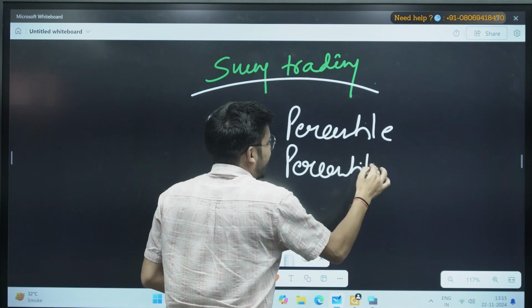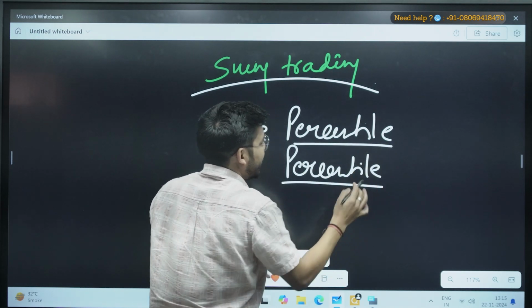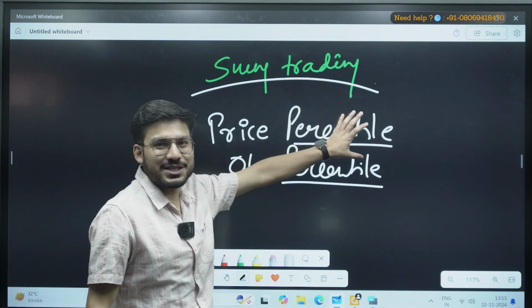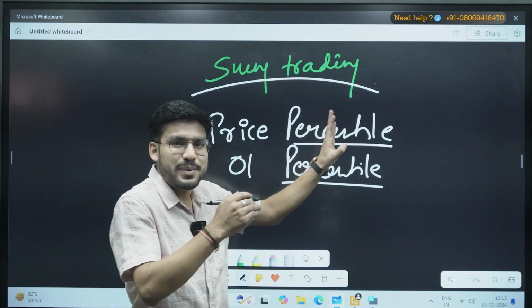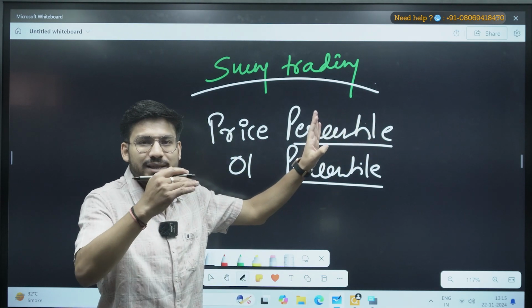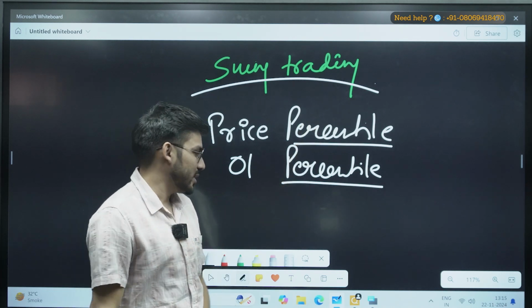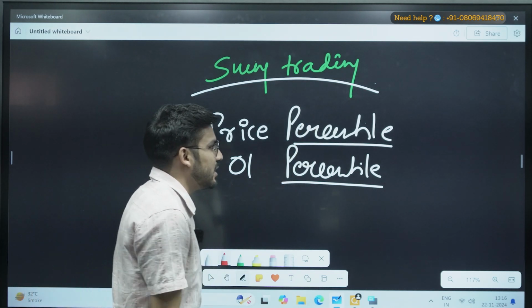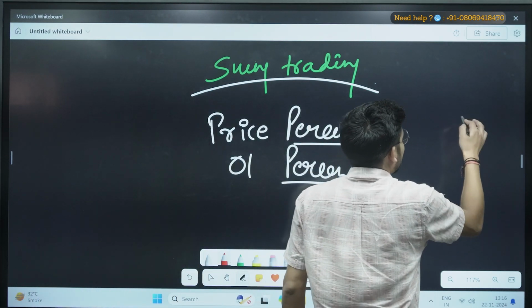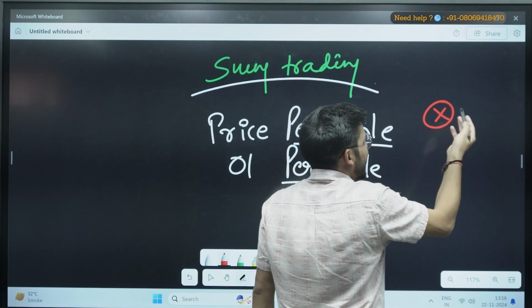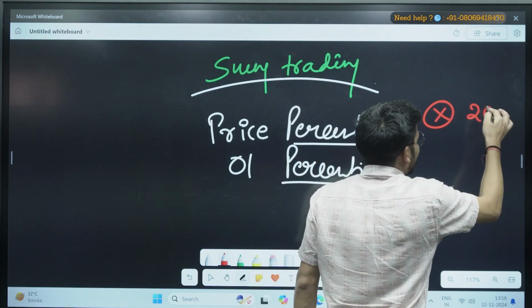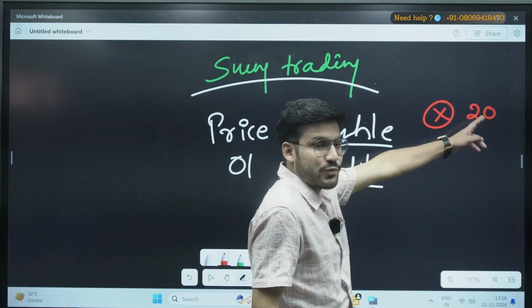Now, when we are talking about percentile, it is not like a percentage, but a percentile. When we talk about percentile, it means how many times certain things are less than the current one. Let me show you with an example. For example, there is a thing known as X, and the price of X is 20.